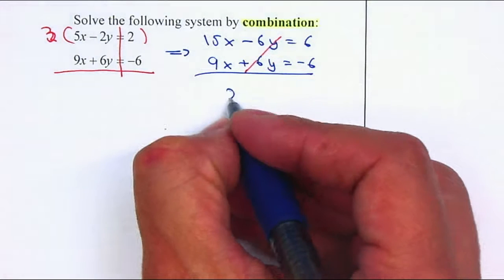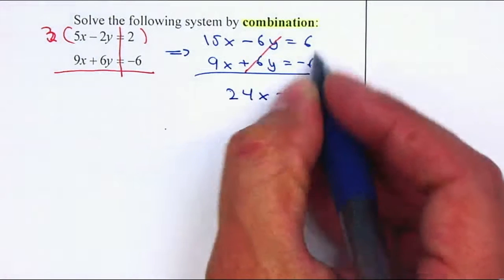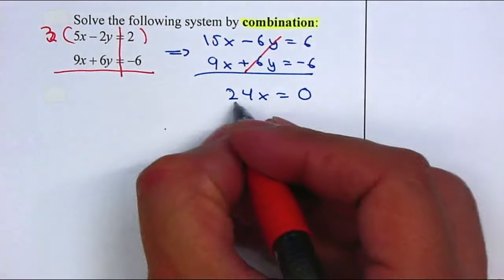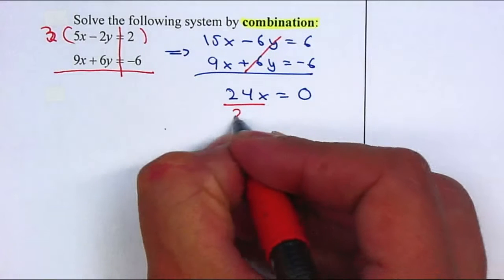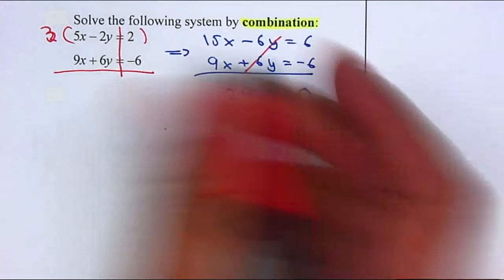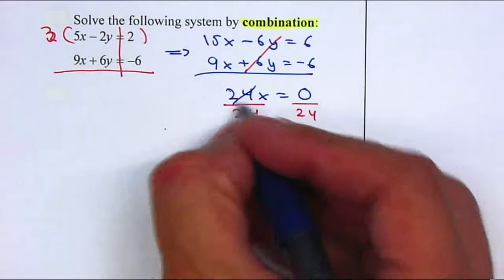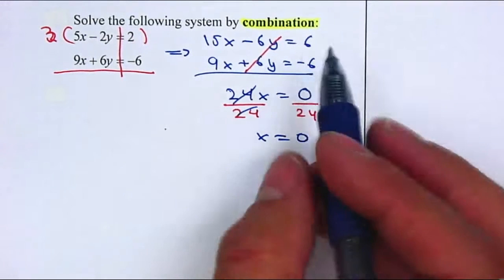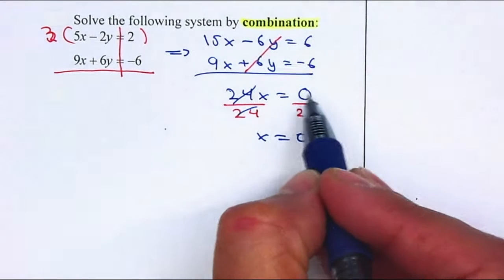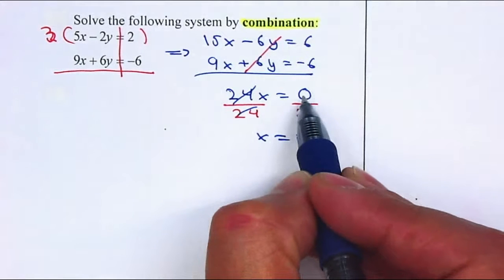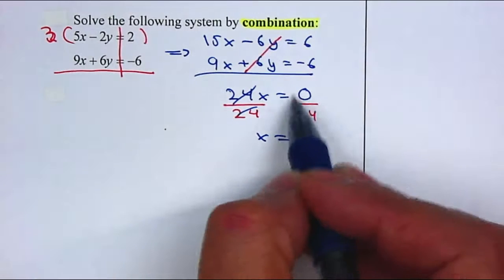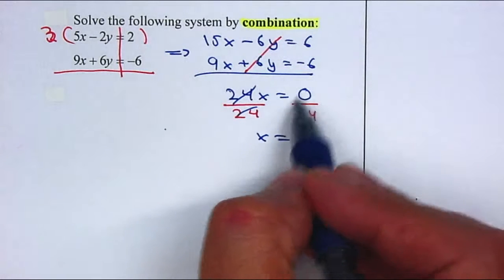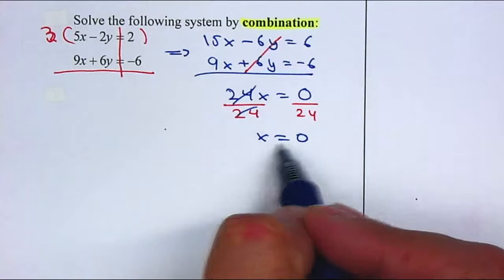In this case, we have 24x is equal to 0. I need to leave the x by itself, so I'm going to divide by 24. That cancels, so x is equal to 0. Now be careful, because some of you guys, when you get a 0, start thinking about no solution or many solutions. If 24x is equal to 0, we still have a solution. x is equal to 0.